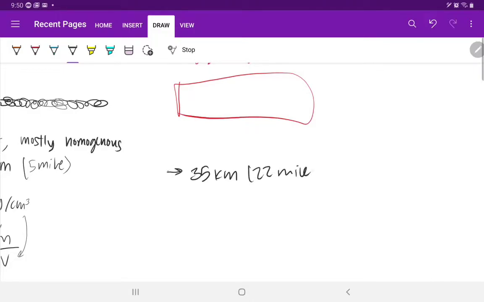But as I mentioned, we also have, for example, mountains, and under mountains, it can get up to 70 kilometers thick underneath those mountains, which is like 40 miles.